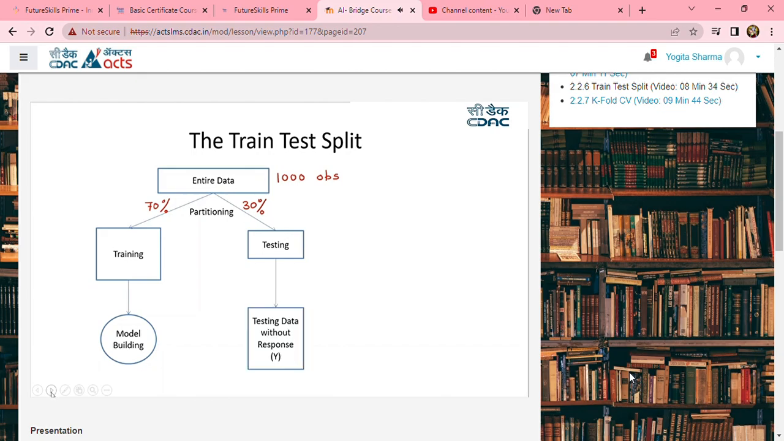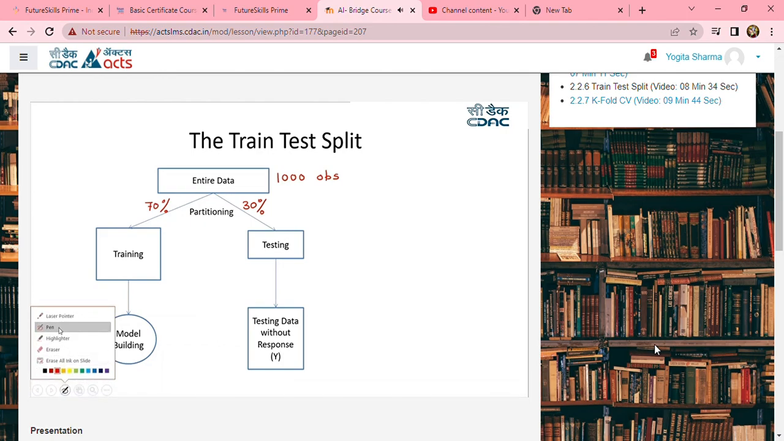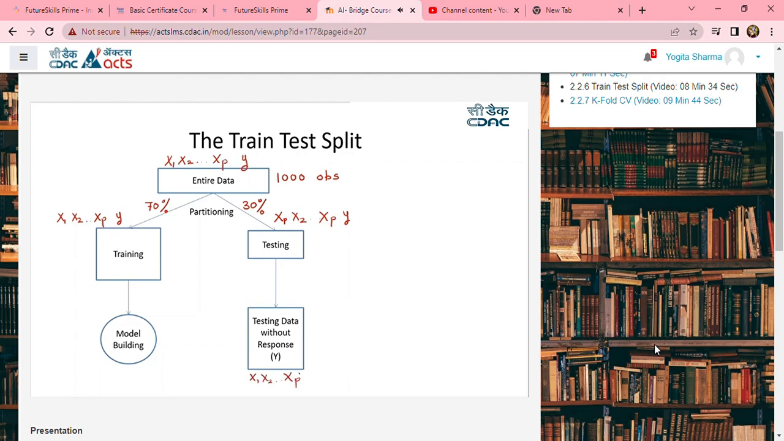After we build the model, we are going to consider only that part of the testing data which is without the response variable. This entire data contains x1, x2, x3, xp, and also y, and so do the training and testing partitions. This time we will be considering testing data x1, x2, x3, xp without y. On such a data set, we will be applying the model which has been built on the training data set.